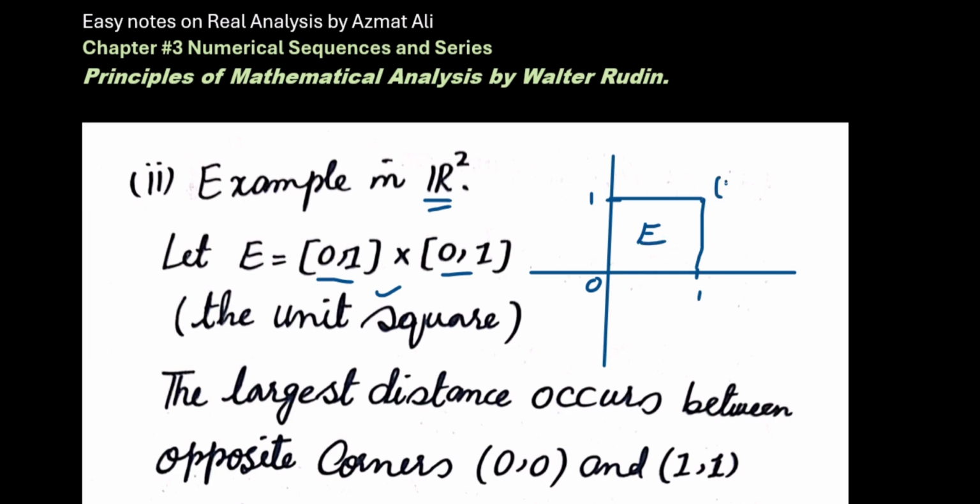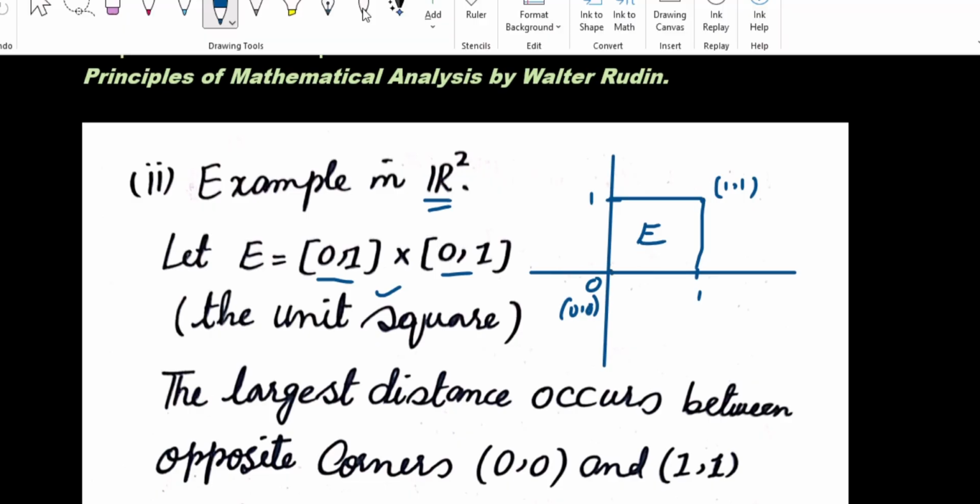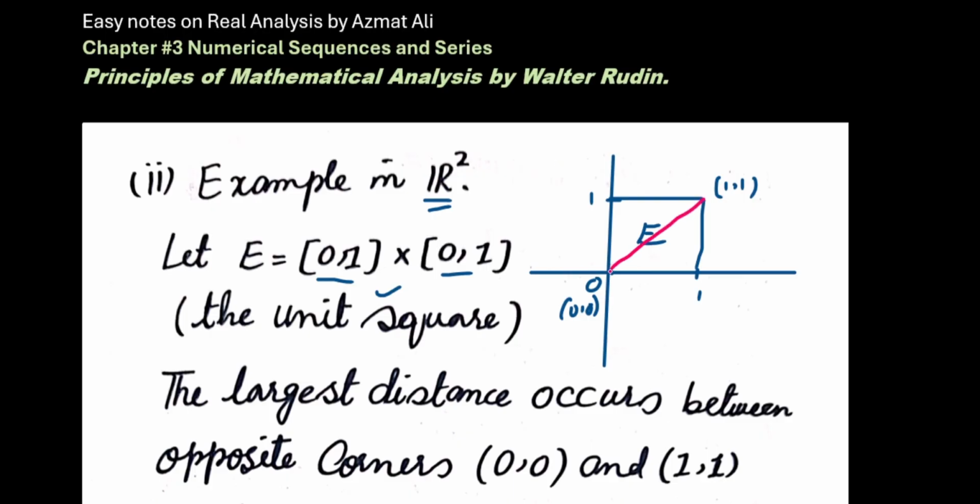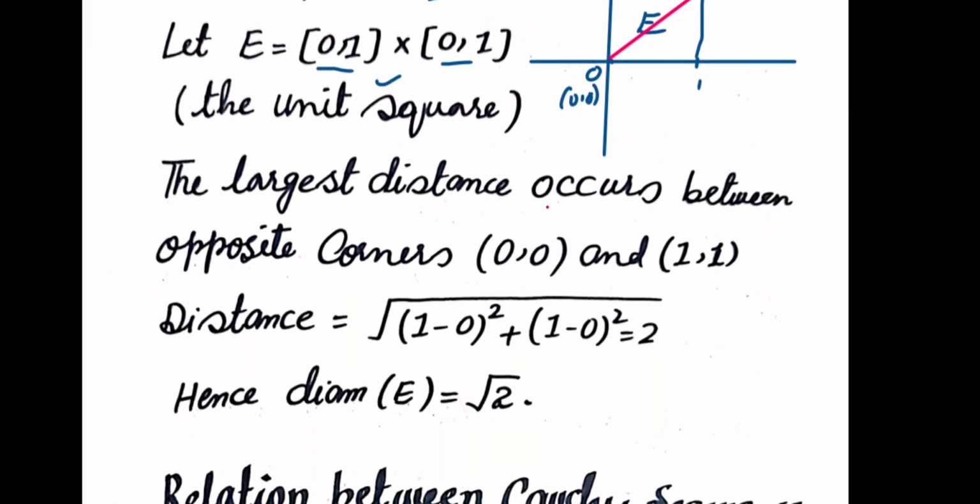Clearly this point has coordinate (1, 1), and this point has coordinate (0, 0). Now the largest distance occurs between these two corner points, (0, 0) and (1, 1). This is the largest distance. It is given by using the simple distance formula: (1 minus 0) squared plus (1 minus 0) squared, that is equal to 2. So the diameter is equal to square root 2 in this case.